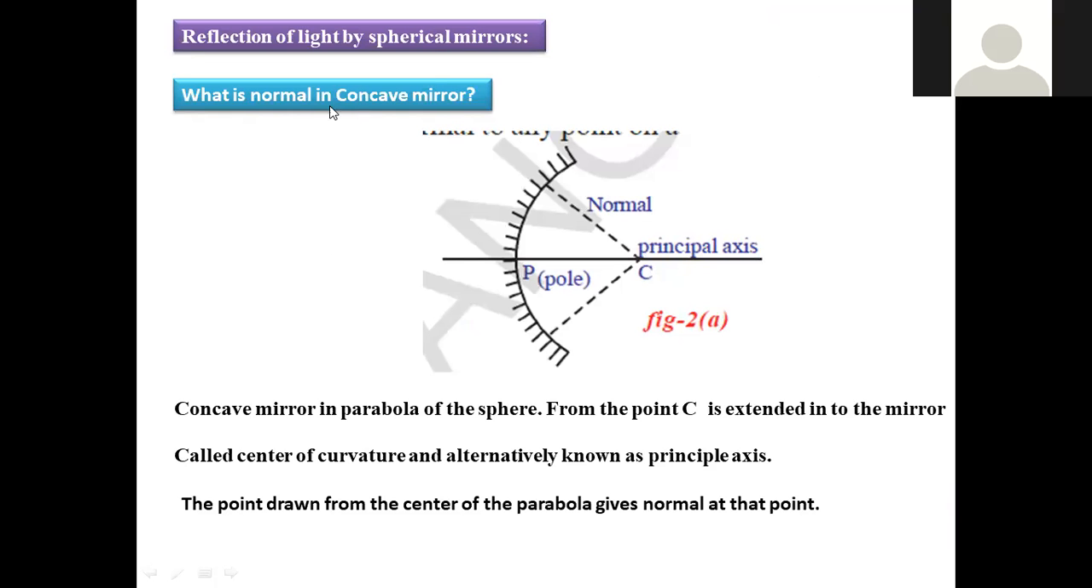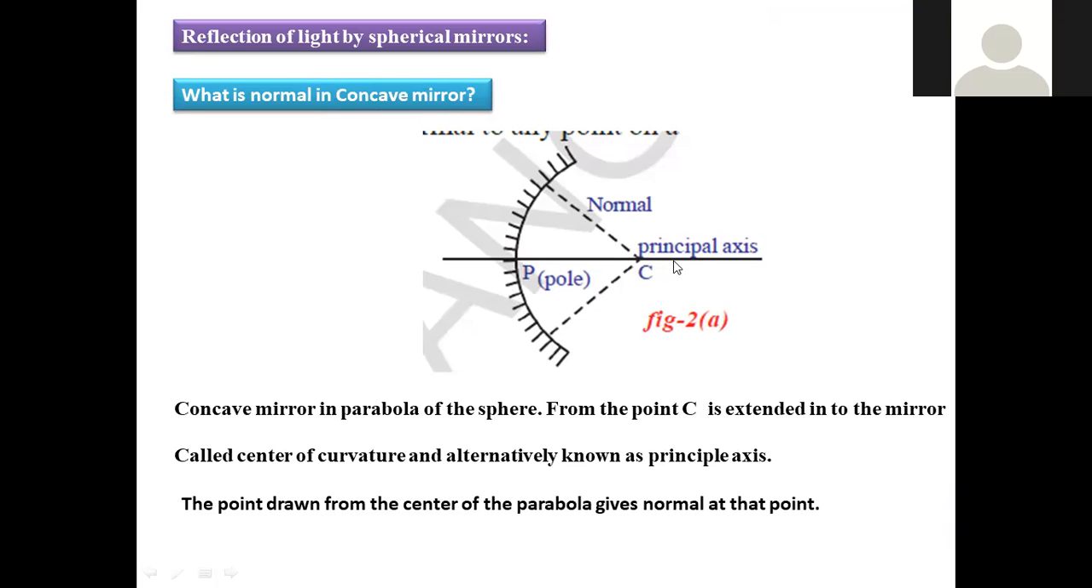So here, what is a normal in a concave mirror? We are going to do the experiment by using this concave mirror. Concave is a parabola structure where a spherical mirror was taken. In this, how can we identify the normal? For that purpose, we are doing this experiment.